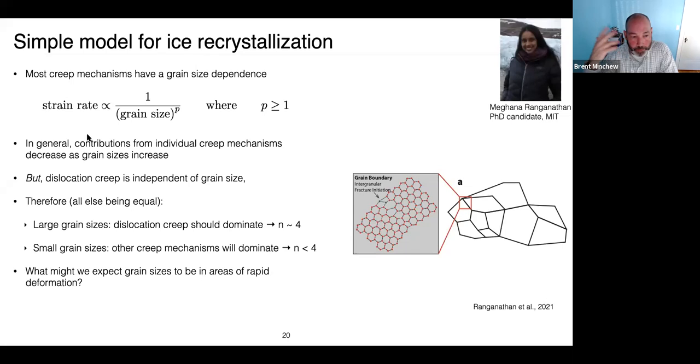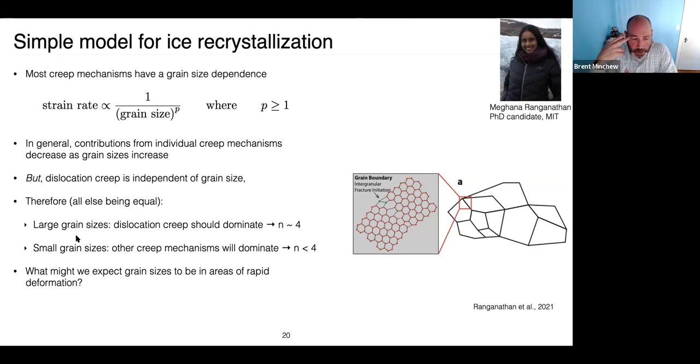But dislocation creep, the thing that we talked about before that we inferred in Joanna's work that we just discussed with N around 4, is independent of grain size. And therefore, all else being equal, we might expect that in areas where we infer relatively large grain sizes due to recrystallization, dislocation creep should be the dominant creep mechanism.